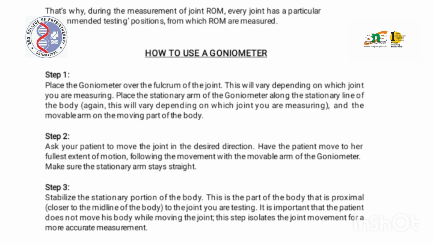Step 3, stabilize the stationary arm portion of the body. This is the part of the body that is proximal, closer to the midline of the body. That is the joint being tested. It is important that the patient does not move the body while moving the joint, to isolate the movement and get an accurate measurement. Then step 4, look at the reading of the goniometer before removing it from the patient's body. Ensure that you take an accurate reading of the degrees of motion in the goniometric measurement.